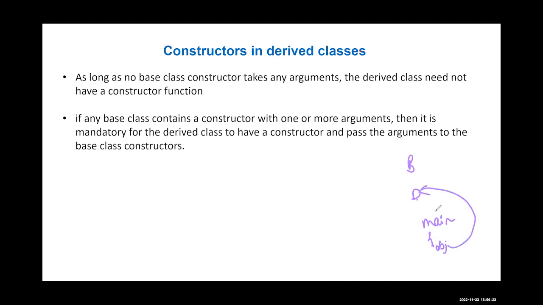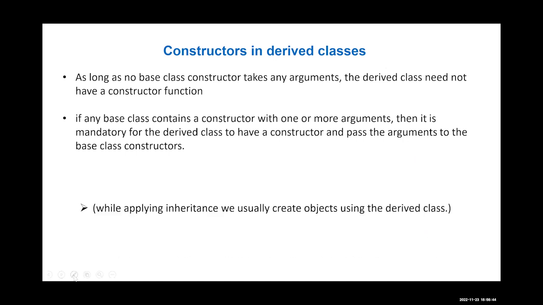We call the constructor, isn't it? So we do not call the base class directly. So when I'm invoking the constructor, it is my duty to invoke the base class constructor. Hence I'm supposed to have the constructor in the derived class as well. That is the reason, right? So that is what the meaning of these statements are.